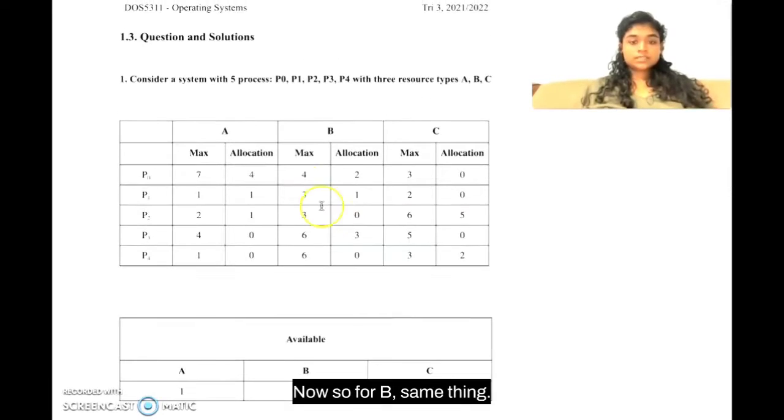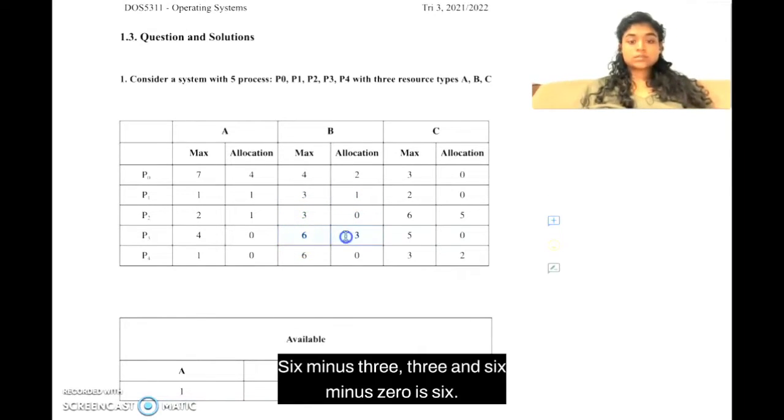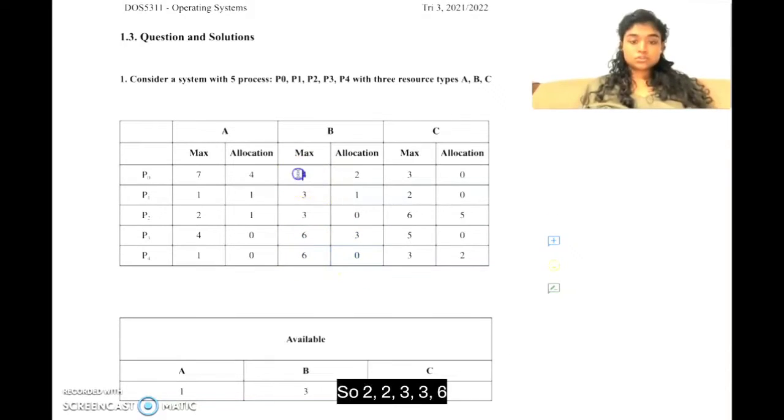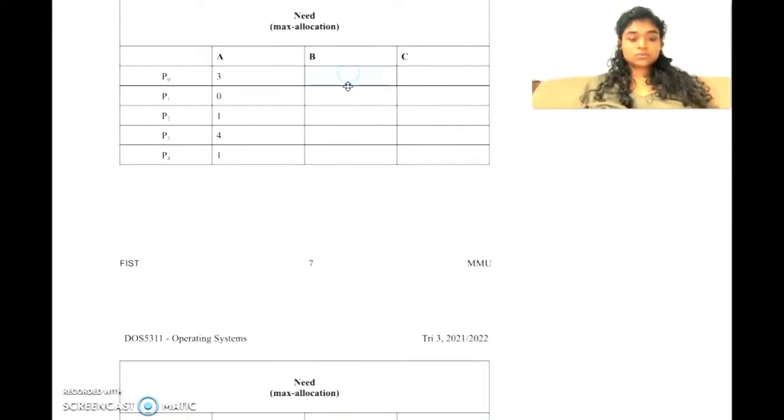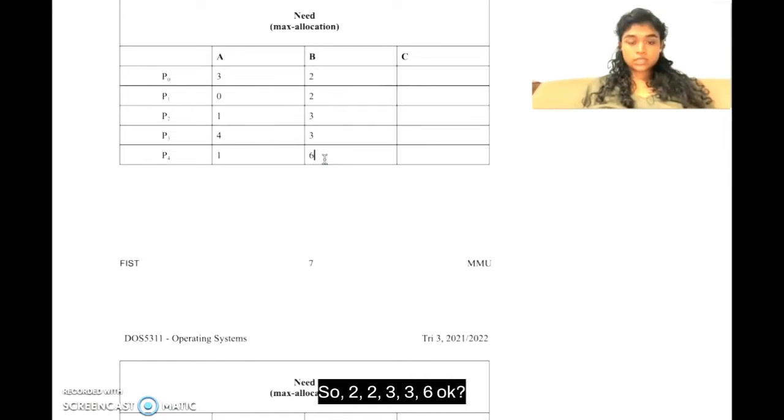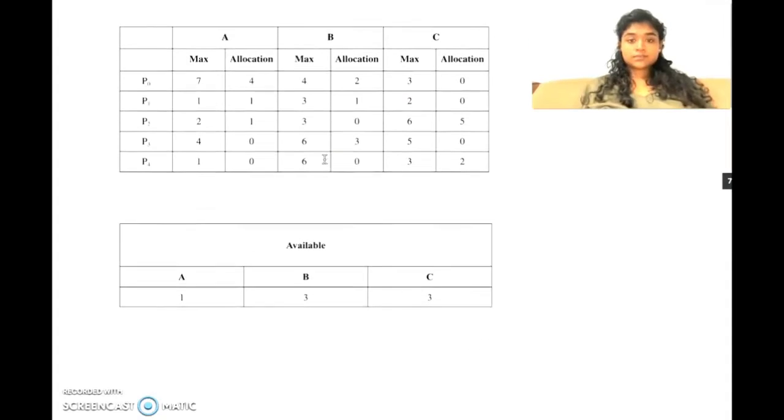Now we're going to move on to B. Same thing. 4 minus 2 is 2. 3 minus 1 is 2. 3 minus 0 is 3. 6 minus 3 is 3. And 6 minus 0 is 6. So for B it is 2, 2, 3, 3, 6.